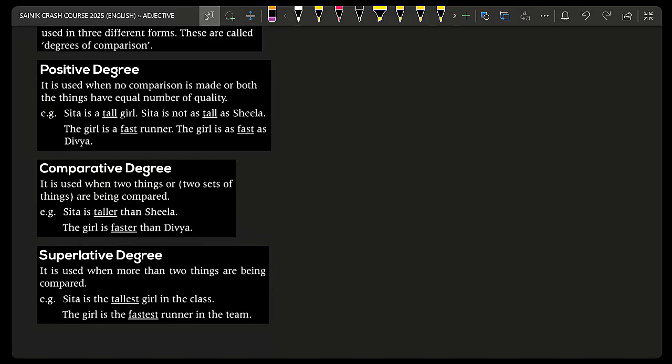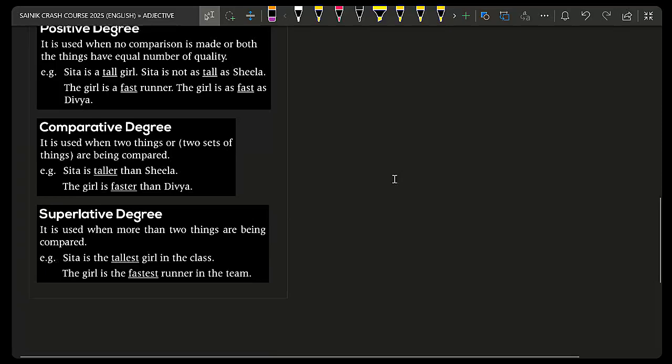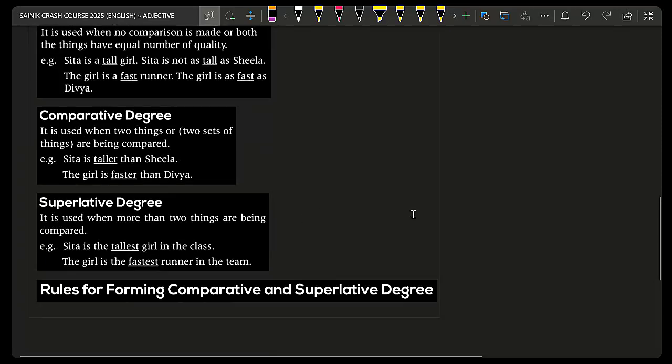Harshvardhan, what do you want to ask? Sir, in comparative and superlative degree, I have a doubt: when do we have to use which, suppose a sentence comes where we want to compare two things? See, Harshvardhan, the thing is very simple. If the comparison is happening between only two things, go for the comparative degree. And if it is happening between more than two things, suppose you want to say Sita is the tallest girl in the class.